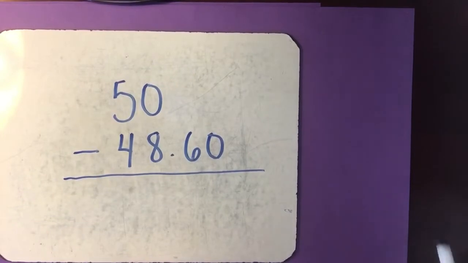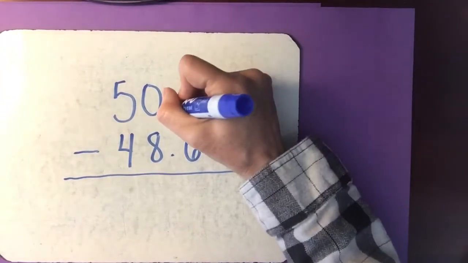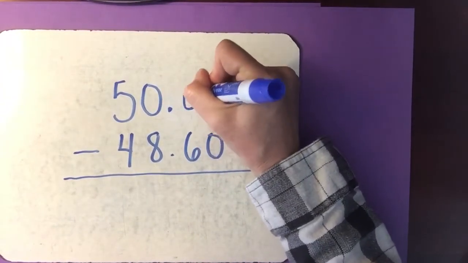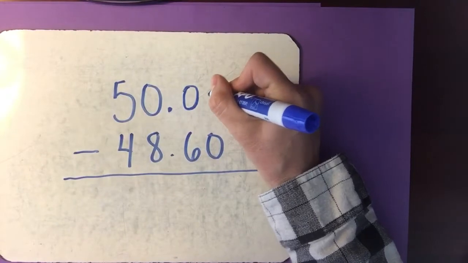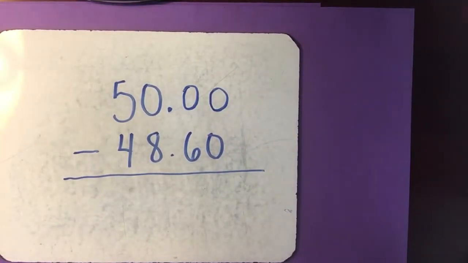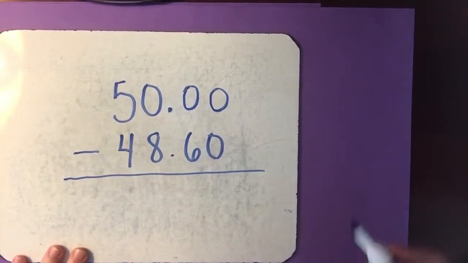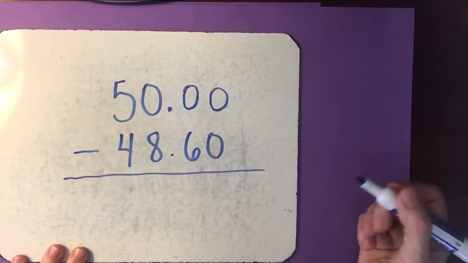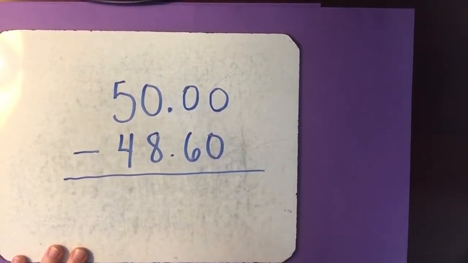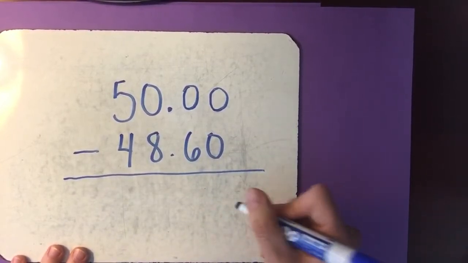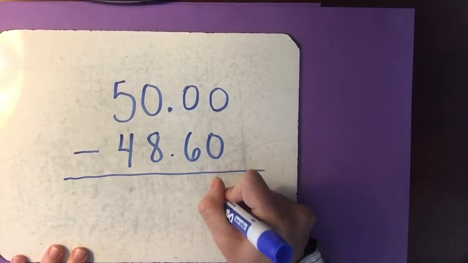What do I need to do here to make this make more sense to my eyes? I need to add my placeholder zeros. So I'm showing that there are 0 dimes and 0 pennies in the $50 that he brought in. And so now we can go ahead and subtract, just like we subtract whole numbers. So I'd like you to go ahead and do this on your own again, and then you can check your answer with mine when you're done. So go ahead and pause the video.